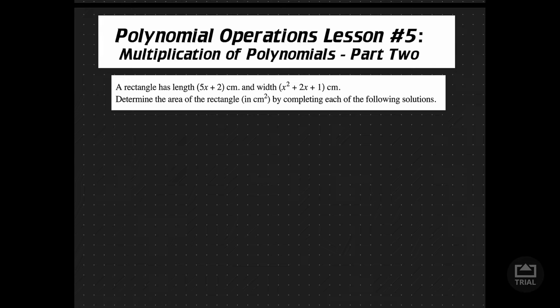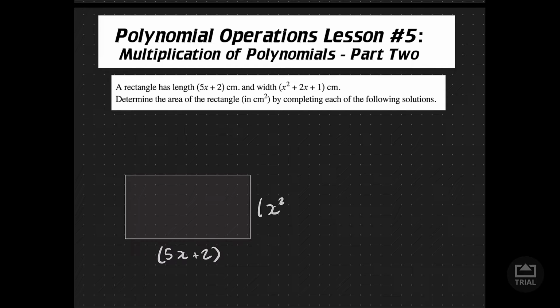Part 2. It's basically the same, just looks like we're going to be dealing with a binomial and multiplying that to a trinomial. So in this example, it says there's a rectangle, and it has a length of 5x plus 2. So basically we have a rectangle right here, and it has a length of 5x plus 2. And it says the width is x squared plus 2x plus 1. Okay, and determine the area of the rectangle in centimeters squared.